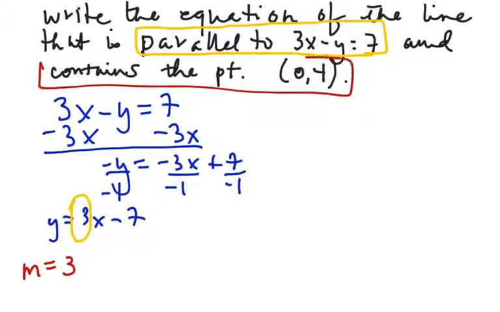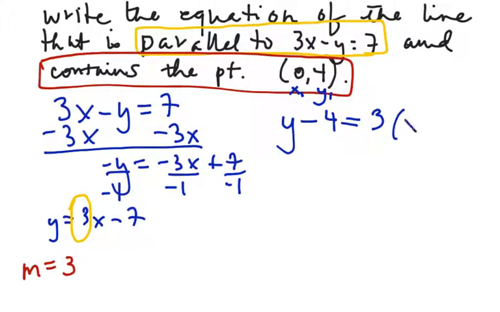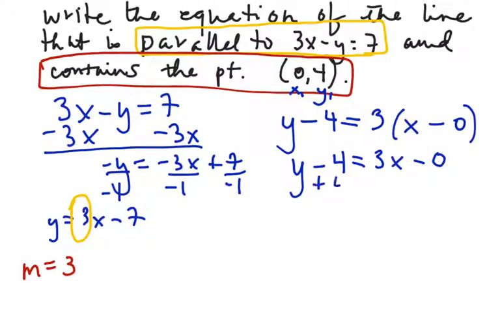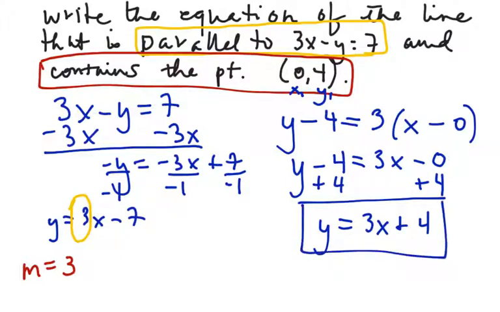Now I know that it contains the point 0,4. I don't know what the y-intercept is, but I know it contains the point 0,4, and I know the slope is 3. So I can go ahead now and use my slope and my point in my point slope formula. So I end up with y minus 4. This is my x and my y, x1, y1. So y minus 4 equals, my slope is 3, so I'm going to put 3 in here, x minus 0. And y minus 4 equals 3x minus 0, plus 4 on both sides. I get y equals 3x plus 4. And that's my final answer.